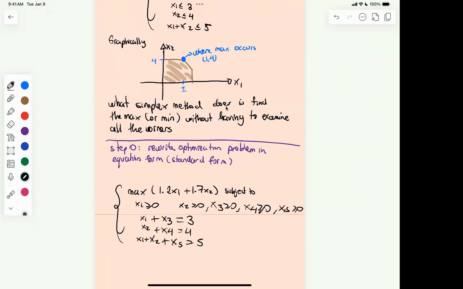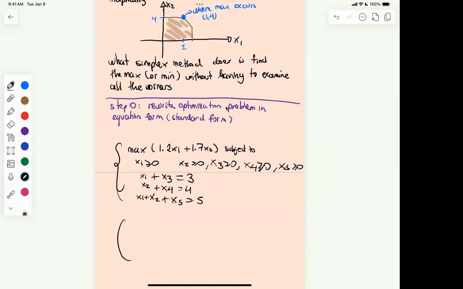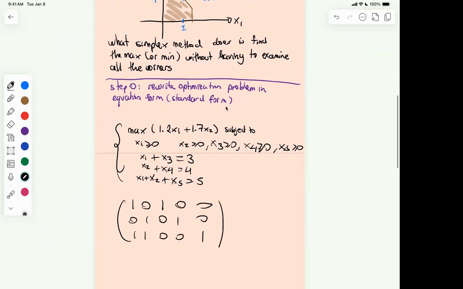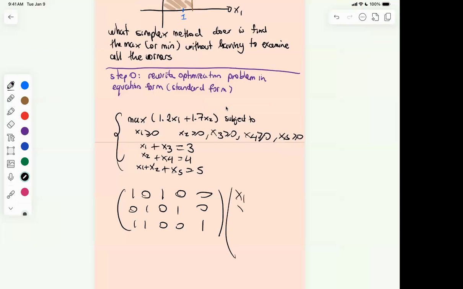So in matrix form, which is what I care about, how does this look? There are three equations and 5 variables, so it's going to be a 3 by 5 matrix. The coefficients are 1, 0, 1, 0, 0, then 0, 1, 0, 1, 0, and then 1, 1, 0, 0, 1. This is the matrix times x1, x2, x3, x4, x5 equals 3, 4, 5.